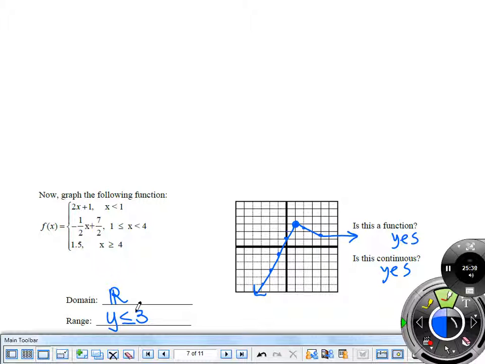Okay, so you're not learning a new graph. You already know how to graph the lines. It's just about putting them in the right place. So we'll practice that a little bit, but we should be able to read it and understand what that equation is asking us to do.